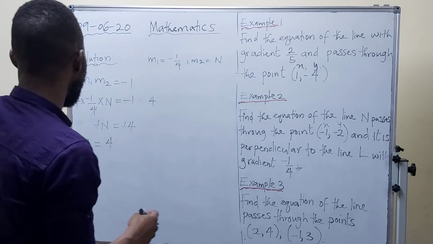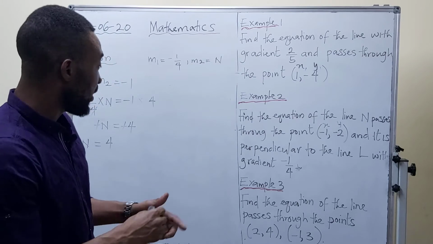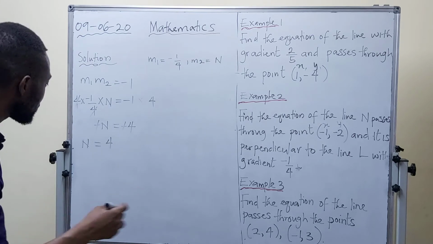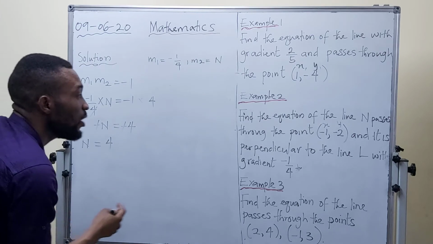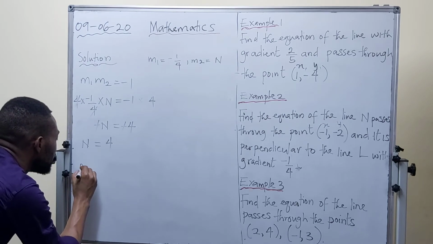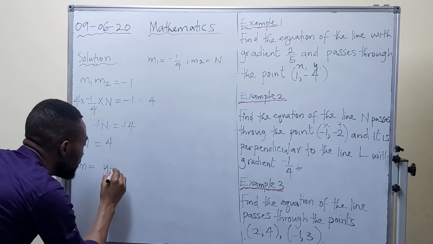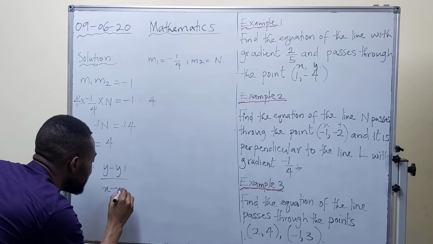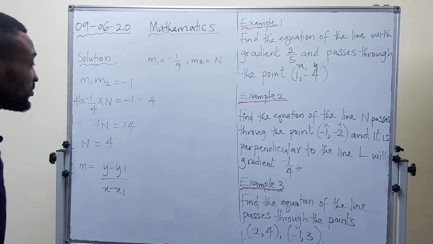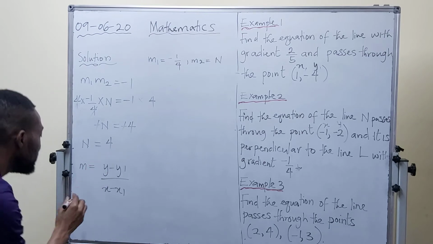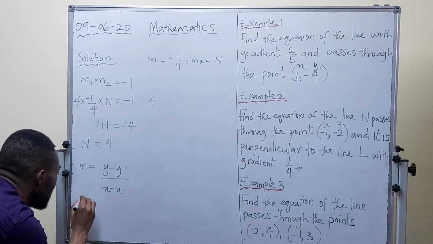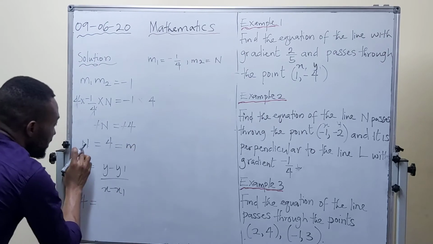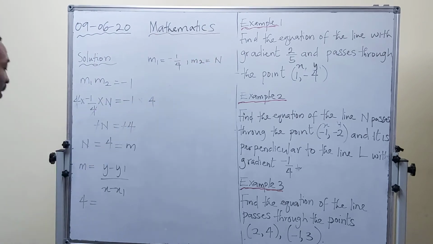So now we are asked to find the equation here. He asks us to find the equation. So now to find the equation, I will need to apply my formula, which says m is equal to y minus y1 over x minus x1. So now I have already gotten my m here, so I can move ahead and say 4, which is m. The n is the same thing as m, if you look at here, we represented it here. So it's the same thing.